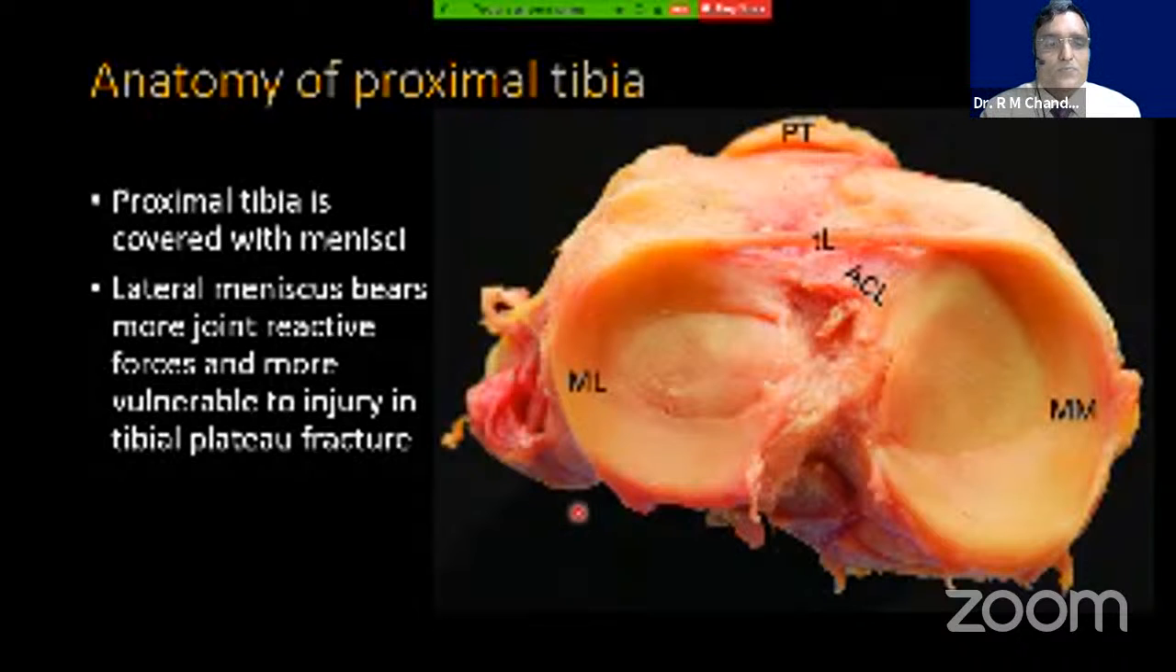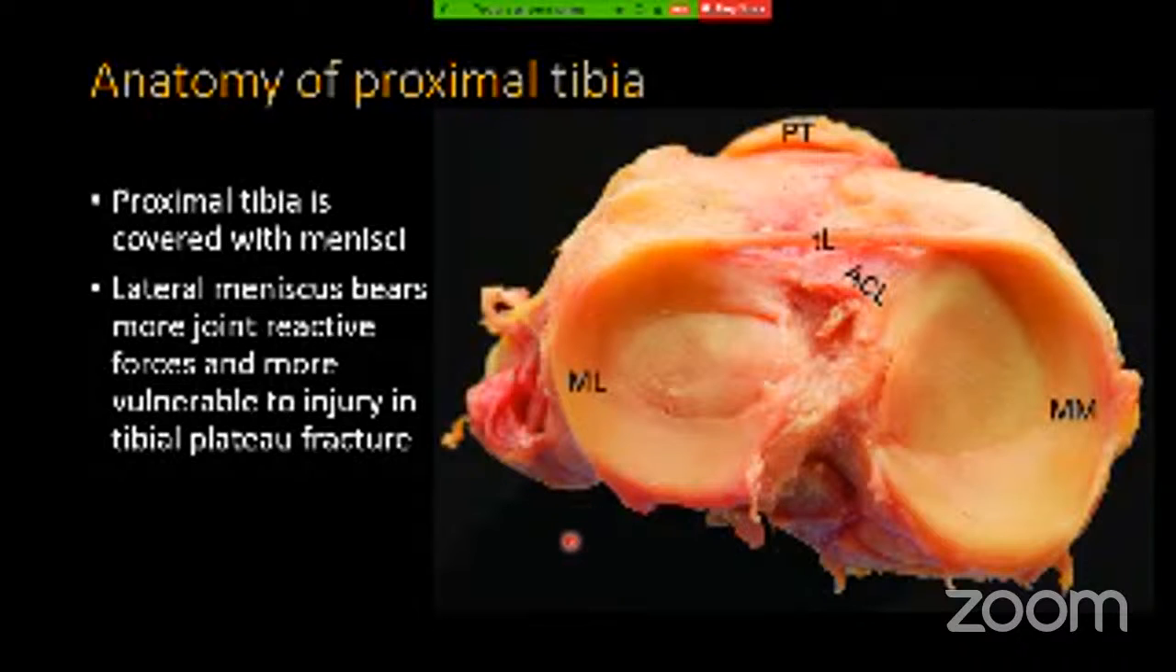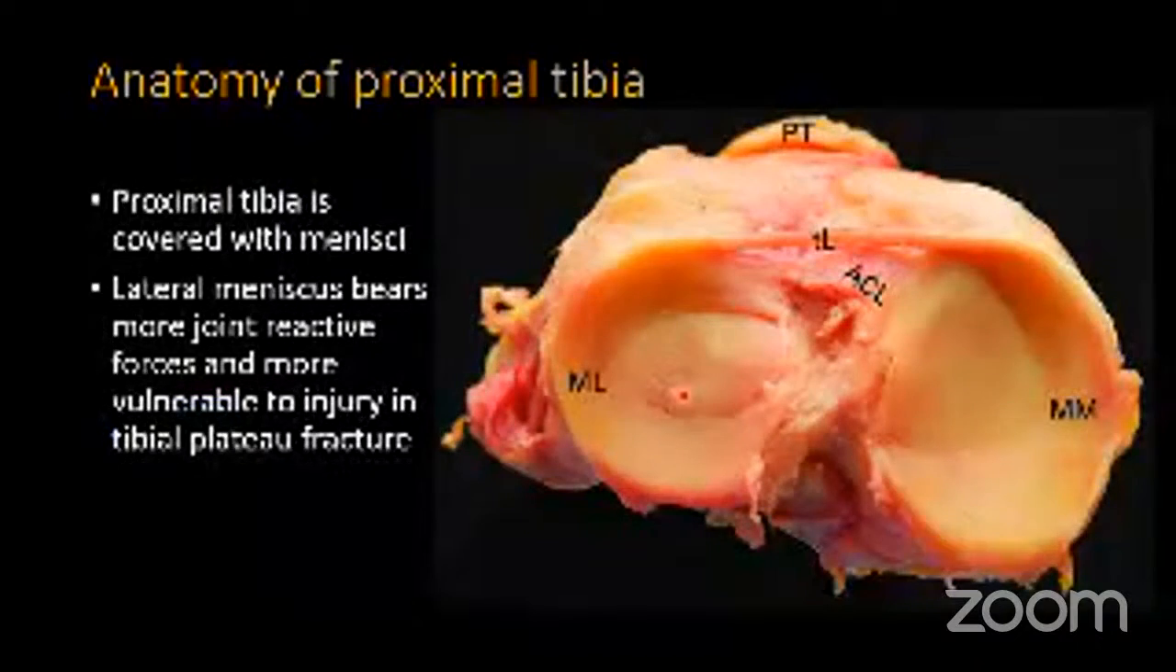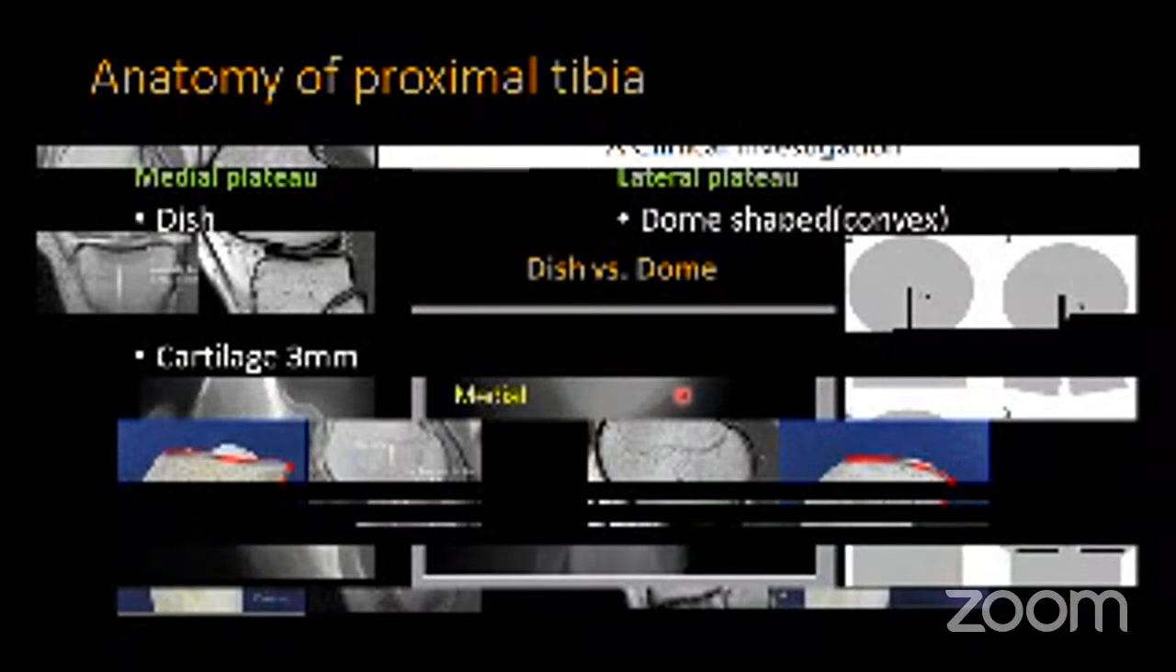Please continue. Okay. Look at the view of the proximal tibia with menisci. The lateral meniscus is actually smaller than the medial meniscus. So it is having more force injury. So it is useful because when there is a lateral condyle fracture, there is a chance of meniscus injury in a tibial condyle fracture. And a few other points.